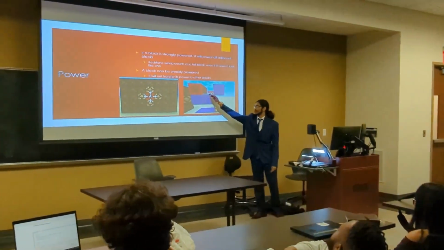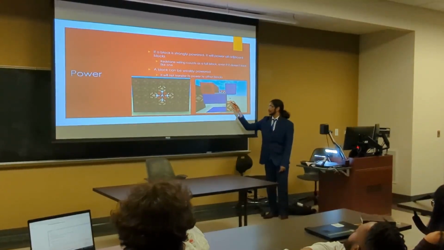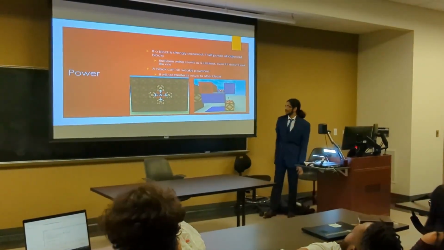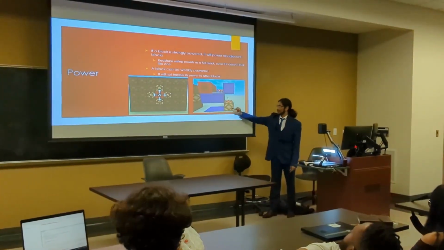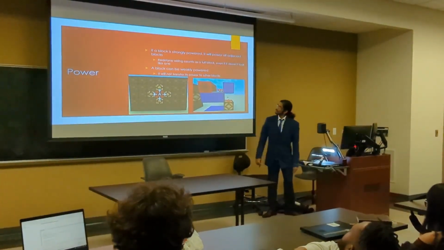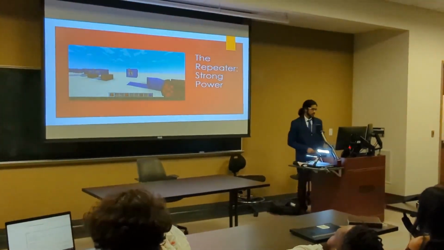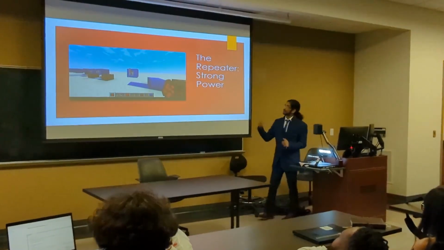And in this case, this block is strongly powered by this repeater. And so the dust beneath it is getting powered, because the dust counts as a block even though it's transparent. And so it will be powered by this block and power the redstone lamp and turn it on. Okay? So, just like I was talking about with strong power, the next component we're talking about is the repeater.